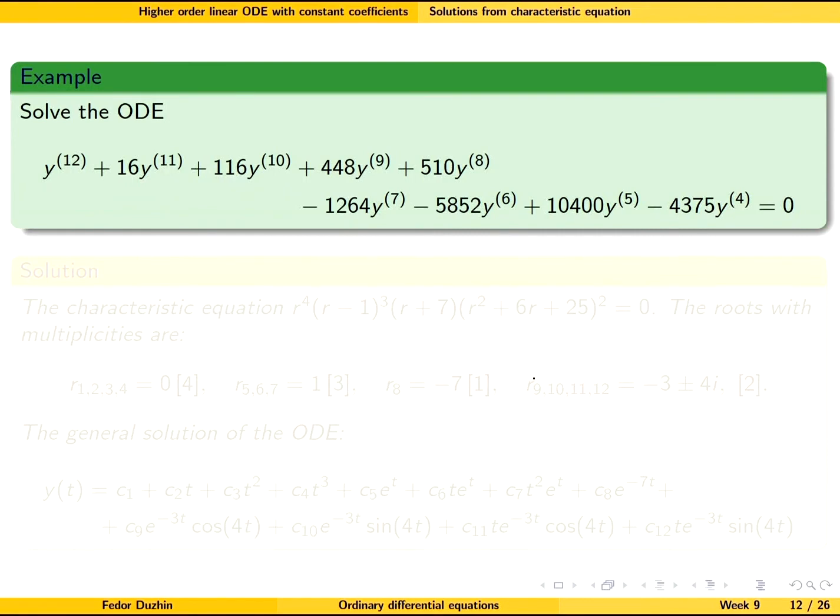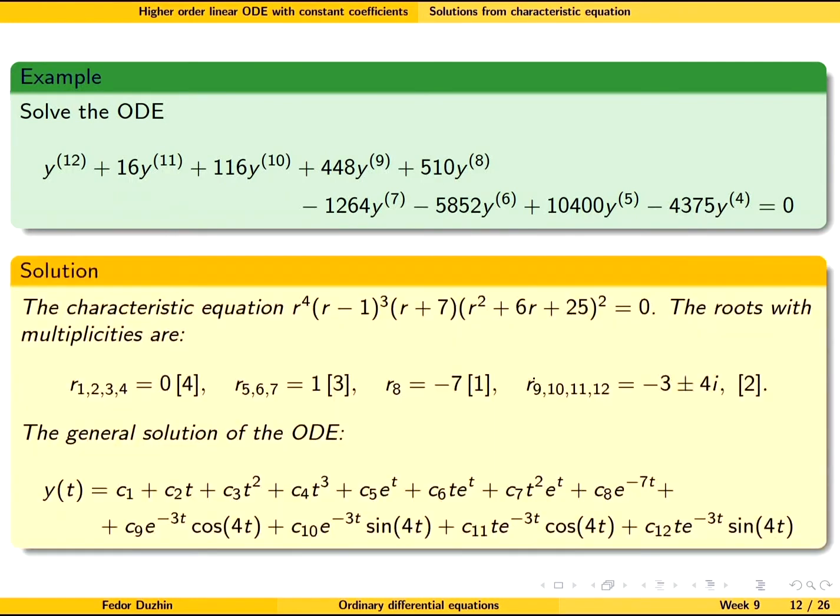Okay, but then at the same time we have multiple roots, and whenever we have a multiple root, then the corresponding solutions are going to be multiplied by 1, by t squared, by t cubed, and so on, up to the sufficient order to fill the multiplicity. So here is an example. So here, when we write the characteristic equation, we see that the roots are 0 of multiplicity 4, 1 of multiplicity 3, negative 7 of multiplicity 1, and minus 3 plus minus 4i of multiplicity 2.